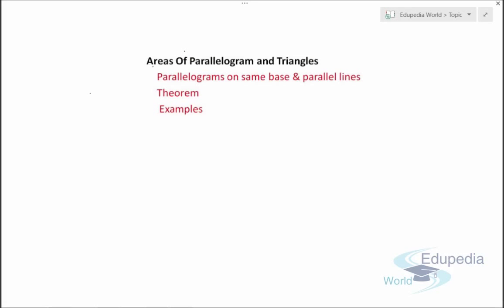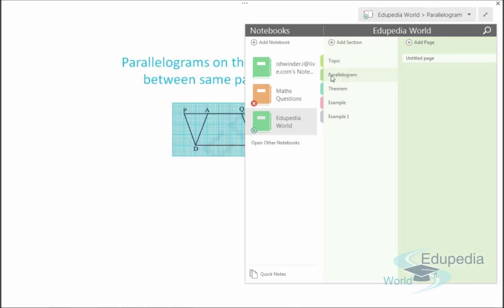You're watching the videos on areas of parallelograms and triangles. So in this video we'll discuss parallelograms on the same base and between the same parallel lines, how we can identify the parallelograms which are on the same base and between the same parallel lines. Then we'll discuss the theorem. We'll also discuss the proof of the theorem, how we can prove that if parallelograms lie on the same base and between the same parallel lines, their areas are equal. Then we'll discuss some examples related to this theorem. So let's get started with the first topic, which is parallelogram.